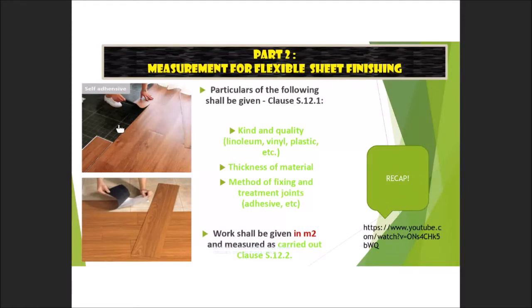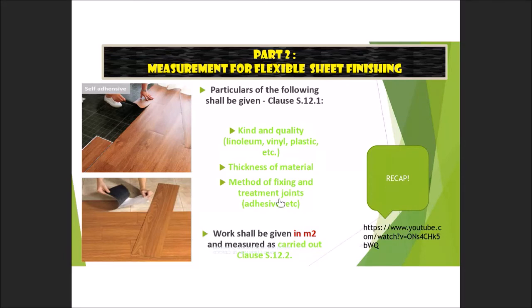This on your left hand side, you can see I put the example for the vinyl flooring, but they have the features of self adhesive. Okay, not adhesive, adhesive. The example is like glue. You can see that they are peel off, so you just have to apply on the floor. This is also another example. Look at my hand. Another example of the flexible sheet finishing.